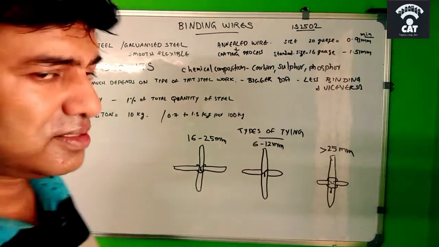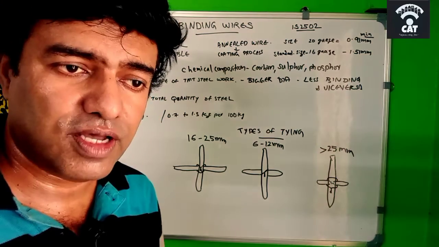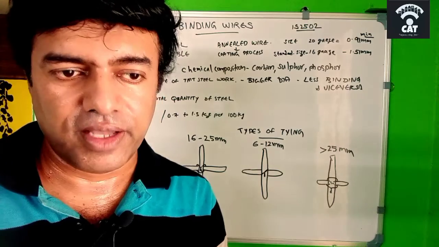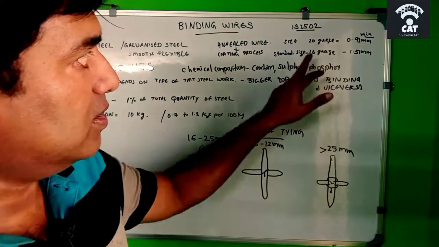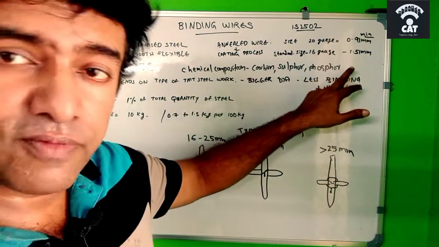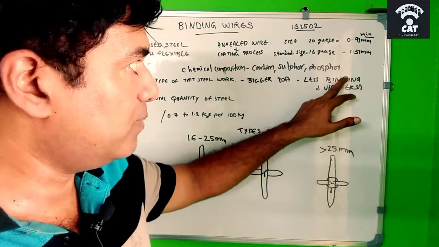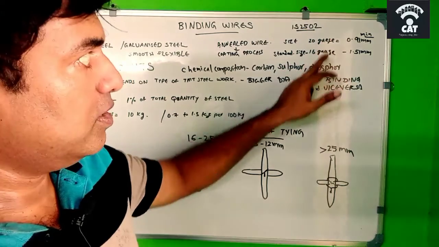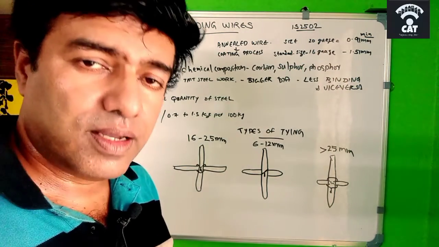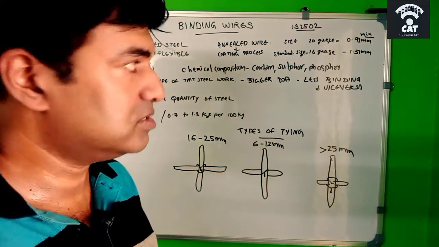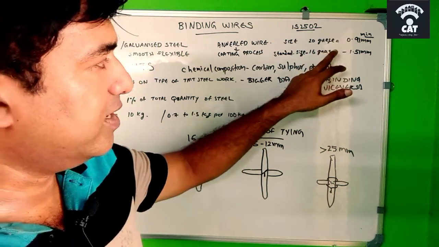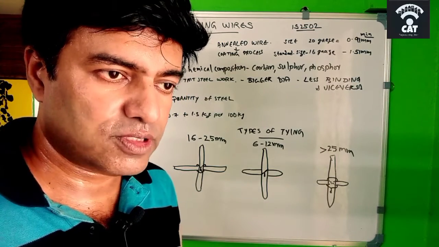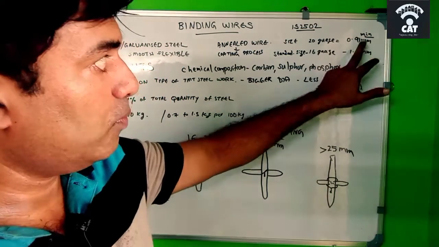Regarding the size of the binding wire, the usual standard size of binding wire is 16 gauge, and when we convert it to millimeters, it is 1.51 mm. That is according to IS 2502. And the minimum binding wire size should be 20 gauge, which comes to around 0.91 mm. So we should not use anything below 0.91 mm.